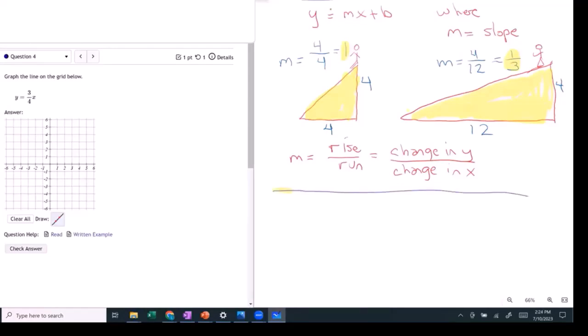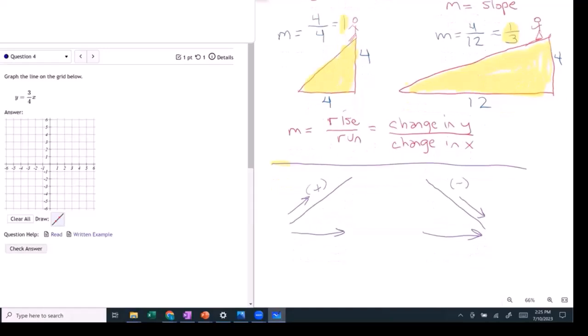And also, one more thing I want to say about slope. We always read things from left to right. This has a positive slope because I'm going up. This would have a negative slope because I'm coming down. If I read from left to right, you can see that that's the only way it makes sense. That's really helpful. If you have a negative slope and your line is going up, you can tell right away you made a mistake.